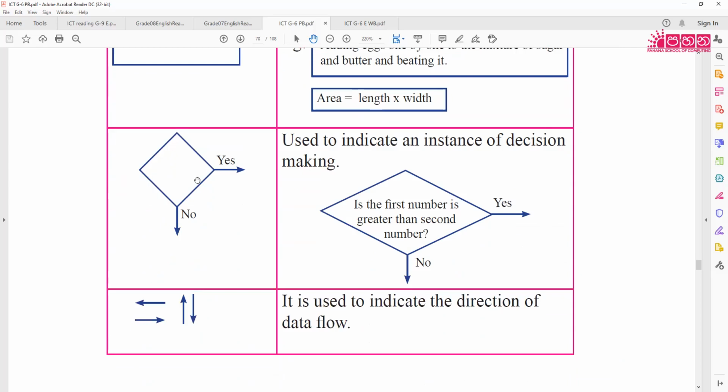Then the diamond shape blocks we will learn later on, especially when you want to make a decision and might take different paths. Usually within this diamond shape block, you ask a yes or no question, and depending on the answer, you take different paths. For example, is the first number greater than the second number? If yes, you do something. If no, you do something else. Then all these arrows are used to connect each of these blocks together, and they show you the direction.